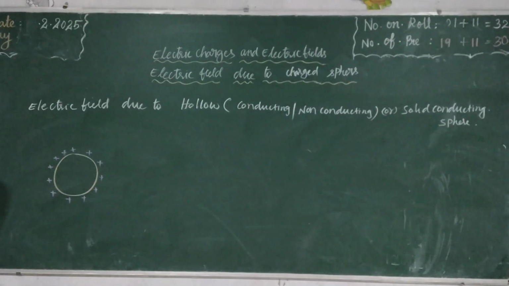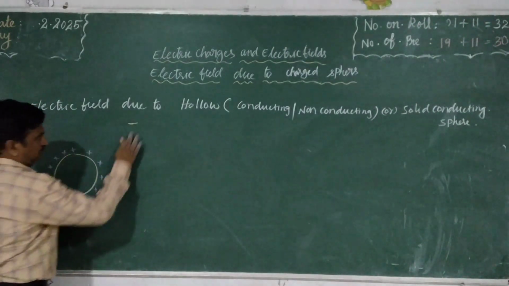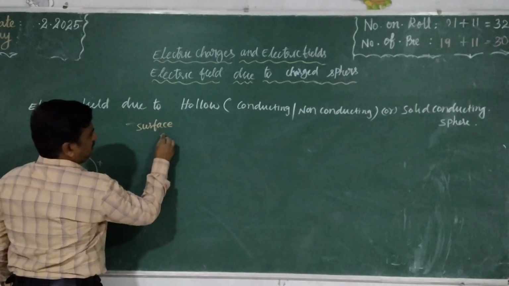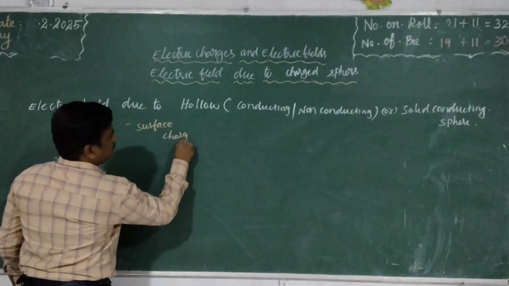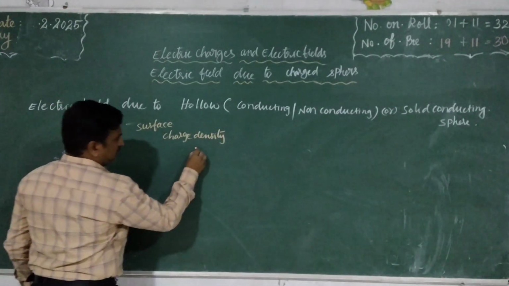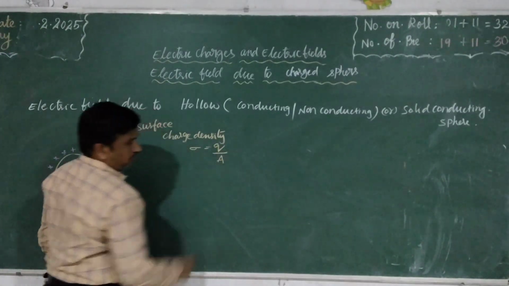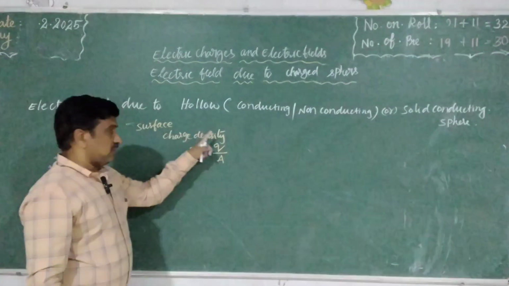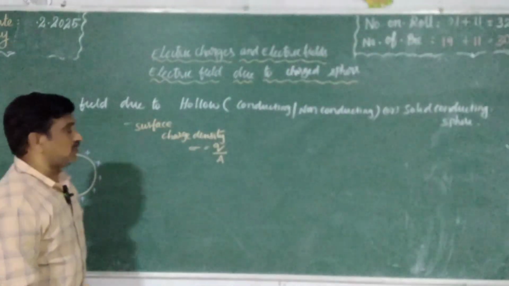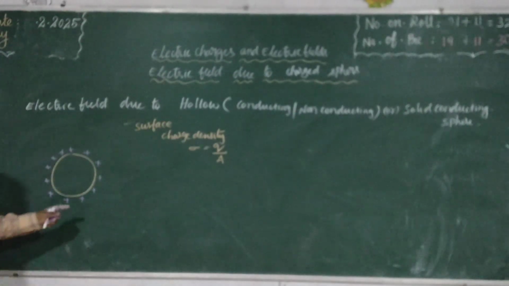Here, what is the charge density now? Sigma means surface charge density. Sigma equals Q by area. Surface charge density is defined as charge per unit area. Here charge is Q by A, sigma equals Q by A.